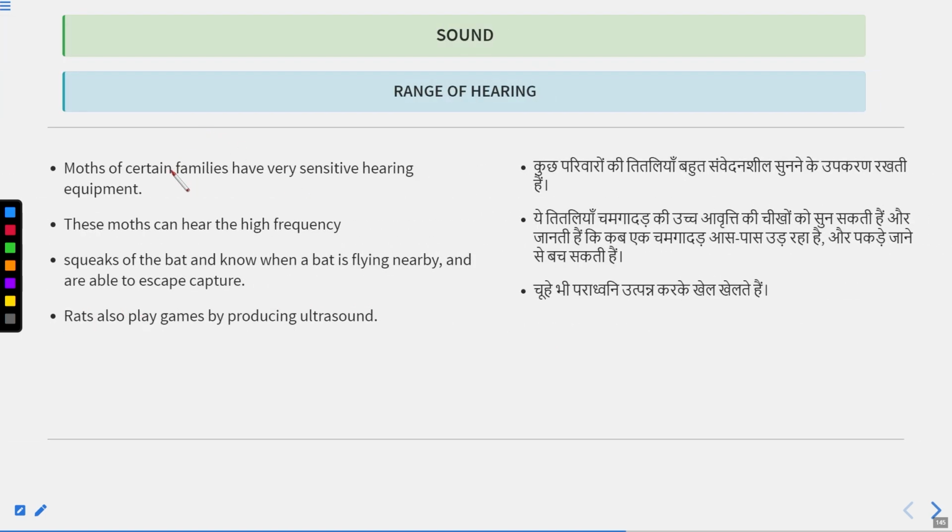Moths of certain families have very sensitive hearing equipment. These moths can hear high frequency. The twists of the bat are known when bats fly nearby, so they are able to escape capture. Rats also play games by producing ultrasound. So animals produce ultrasound. We have learned that.